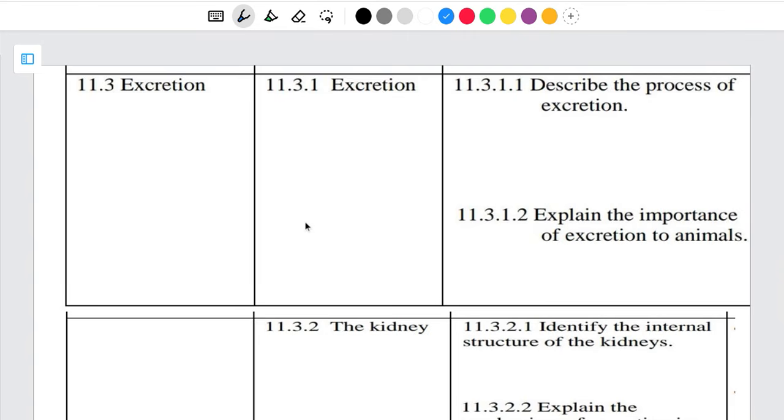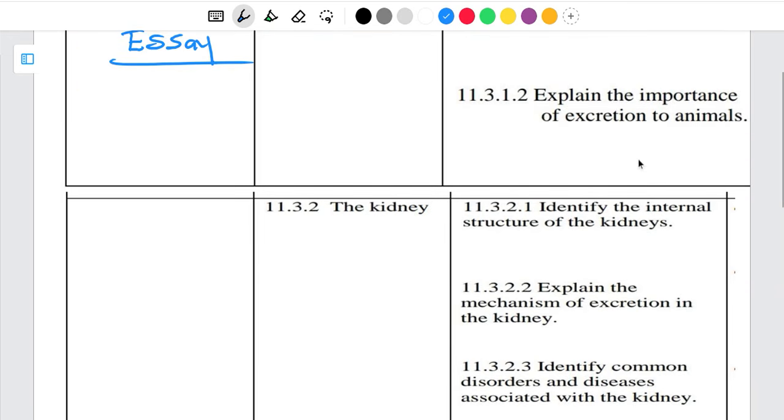Then let's come to section B. For section B, as you all know, section B is the essay part. So you have to write an essay on this part. So one of the topics which is likely to come is excretion. So you have to describe the process of excretion, how it is carried out using an example like the skin. Also you have to explain the importance of excretion to animals as well as for plants.